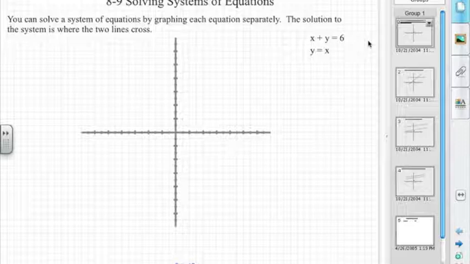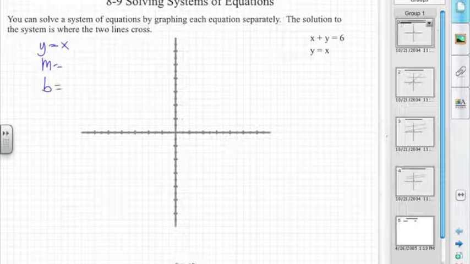So the first thing we want to do is put both of those lines on the graph. First, let's put y equals x on a graph. We need to know the slope and the y-intercept for this line. There's no number next to the x. In reality, there's a 1. So the slope of this line is 1. And the y-intercept, well, there's no plus or minus anything. What do you think is going to be the y-intercept? That's true. It's going to be 0.